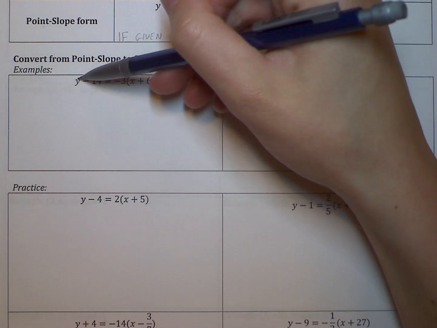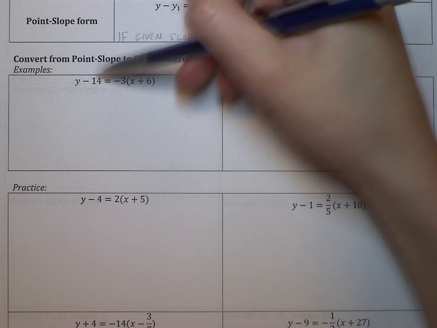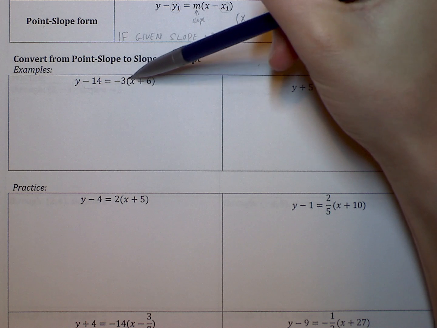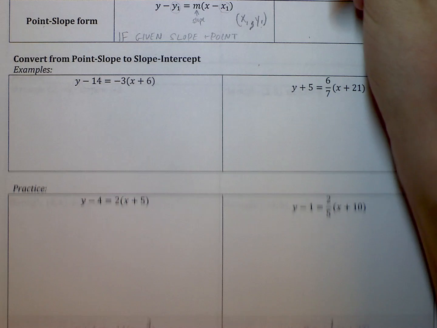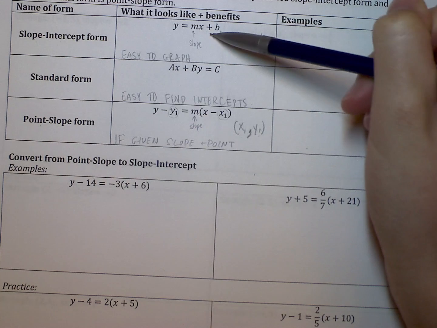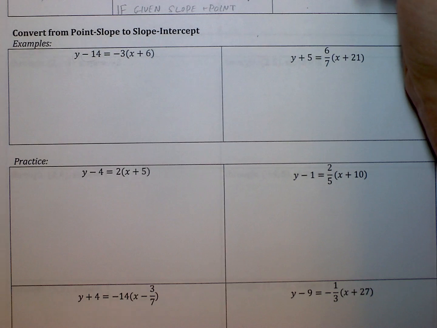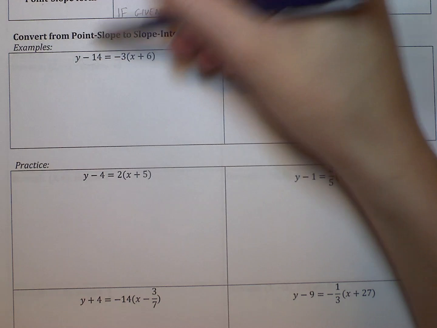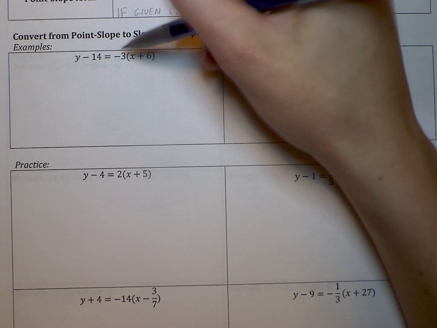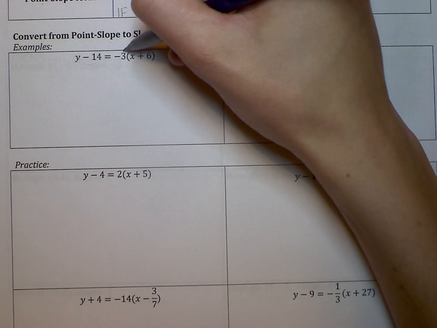I need y by itself, right? So I'm going to need to get rid of this 14, and then I need to get rid of these parentheses, right? Slope-intercept form doesn't have parentheses here. So let's start with the parentheses, and we definitely need to start with the parentheses. You can do the 14 first, but it makes it more awkward. So let's distribute to get rid of the parentheses.